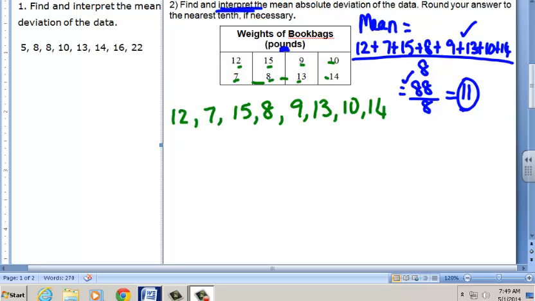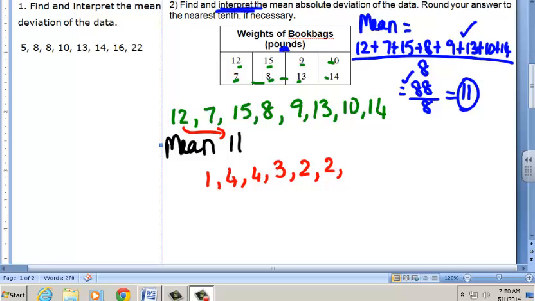So write down your data values, and then write down the mean here, which we got as 11. Now find the distance of each number from the mean. So 12 is 1 away from the mean, 7 is 4 away, 15 is 4 away, and 8 is 3 away, 9 is 2 away, 13 is 2 away, 10 is 1 away, and 14 is 3 away. Now we have to find the sum of these values.